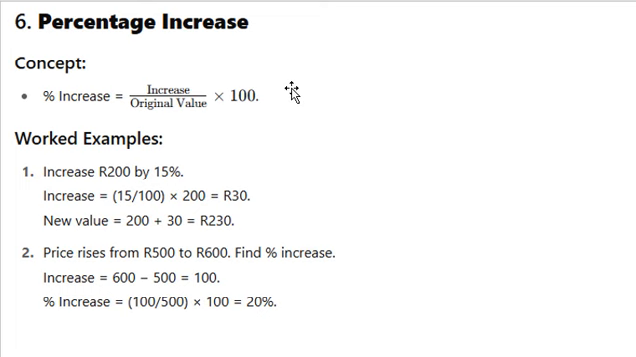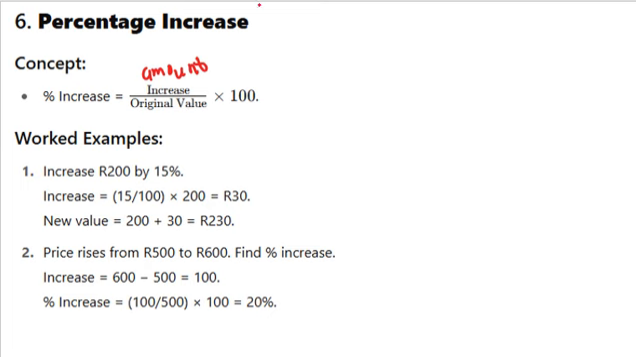A percentage increase is defined as the amount increase over the original value times 100. Simple. I hope this is easy to grasp; you can just see it from the formula. You must first find the amount increase before you get the percentage increase. This is our amount increase, divided by the original price, or the original value.